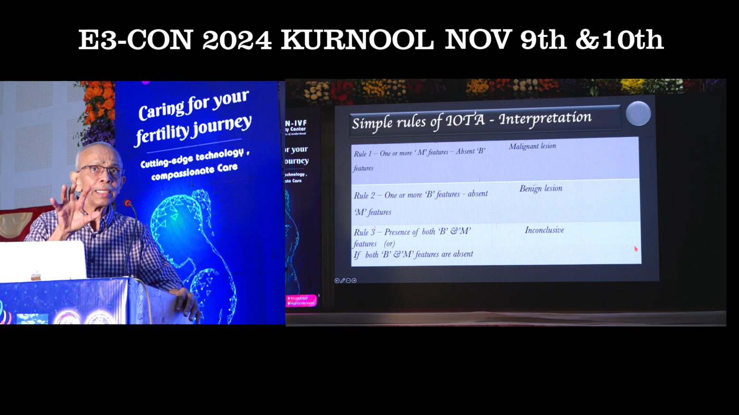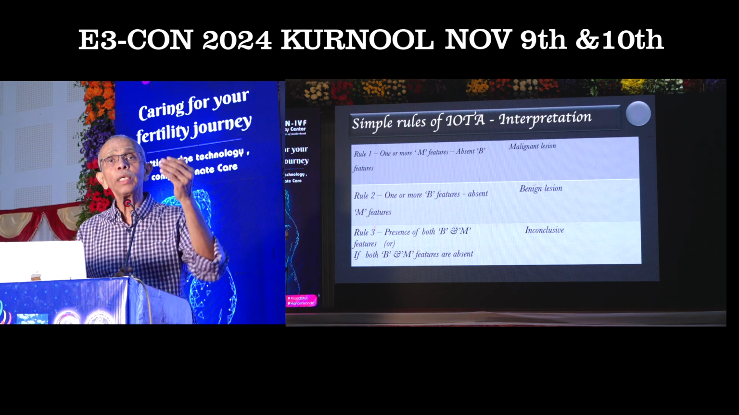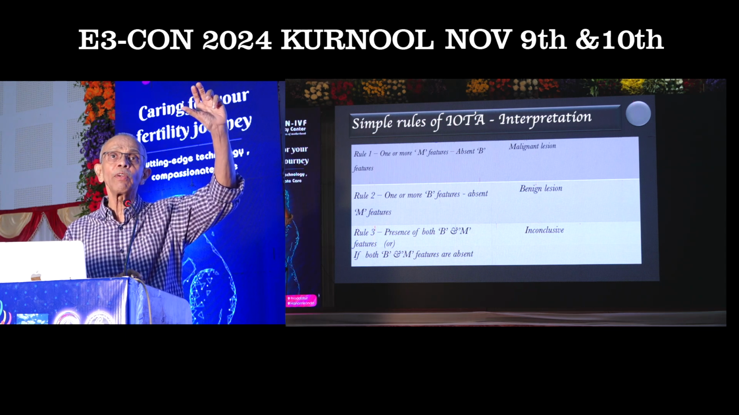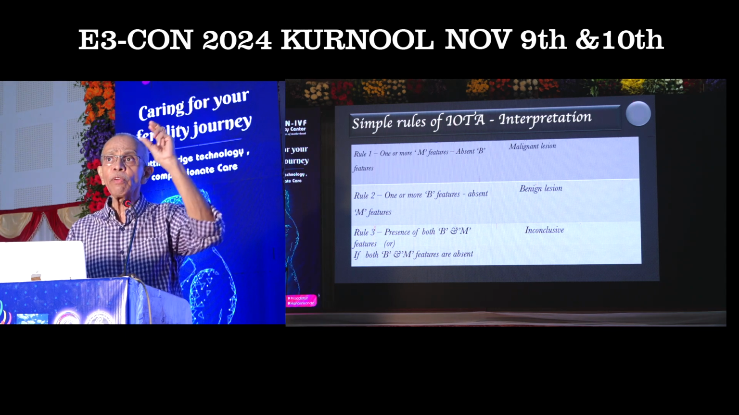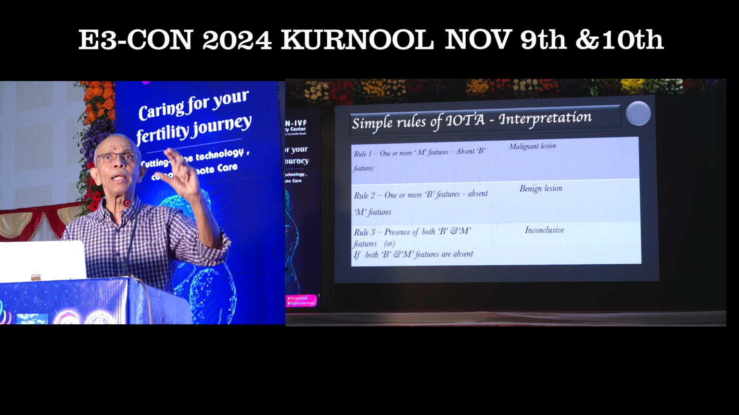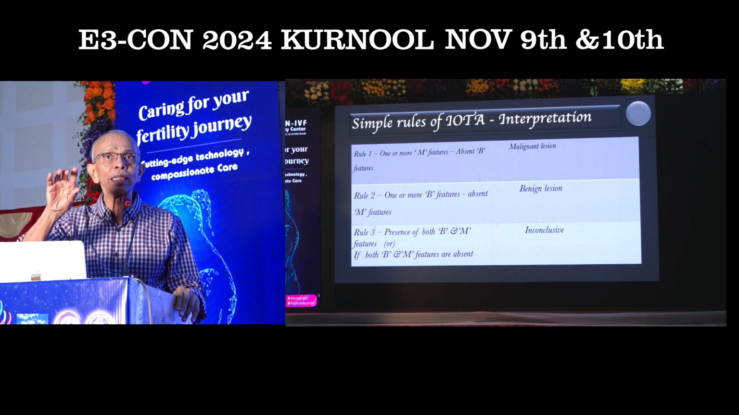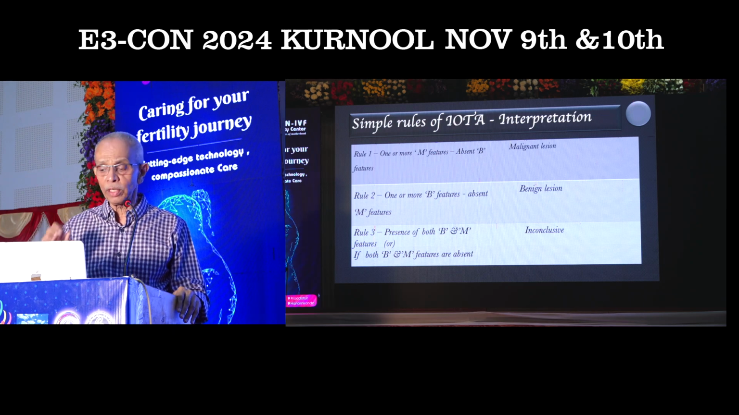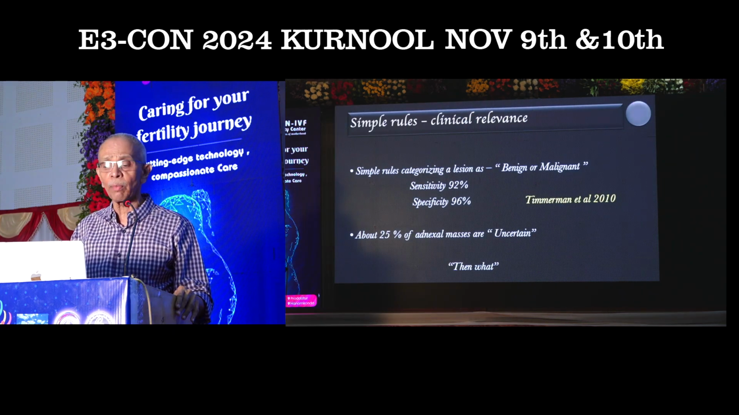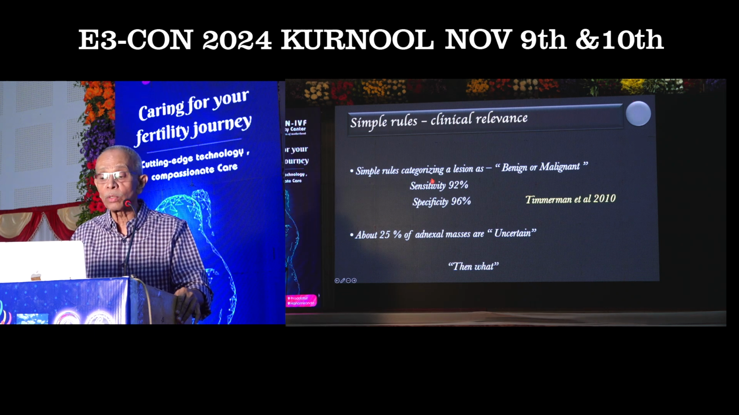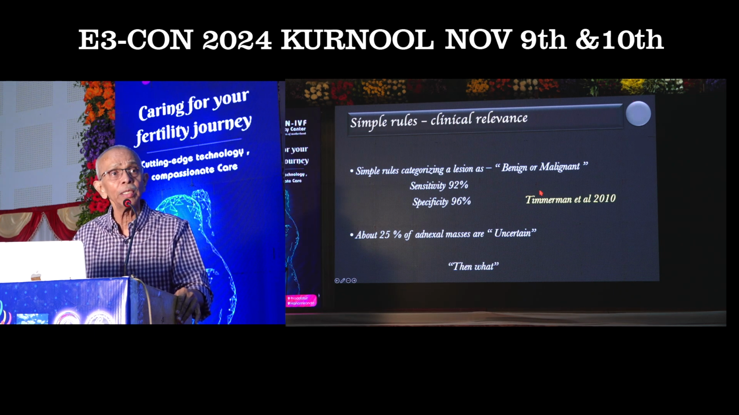Now, using these simple rules, almost another 25% of the adnexal lesions can be cleared. So 50% of them can be identified using pattern recognition, 25% of them can be identified by using simple rules, and there are only 25% more of adnexal lesions which require further evaluation. So that's where we are going to concentrate. And then the sensitivity of identifying benign and malignant lesions is very, very high. It is almost 92%, and specificity is 96%, and only 25% of the adnexal masses are called uncertain.